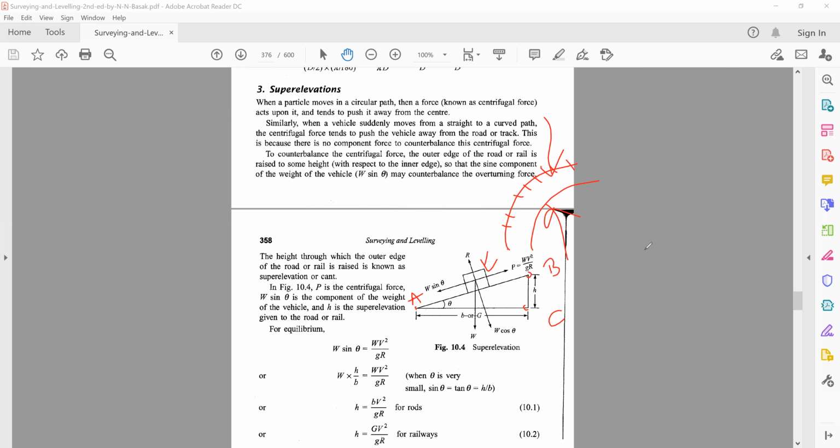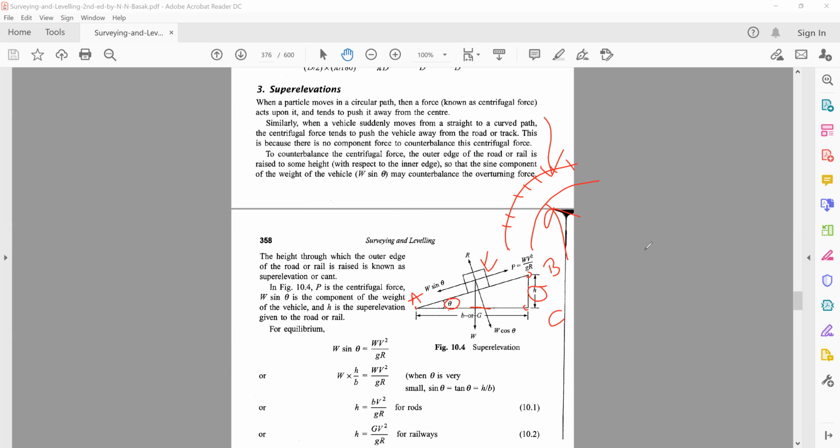So if you give super elevation at the point B, now we're talking about a section of a road. We're not looking at it from the top. We are cutting a section along the width of the road and looking at that section. Because of the super elevation h that we have given over here, there is an angle that forms, and we call this theta. The angle BAC is equal to theta.